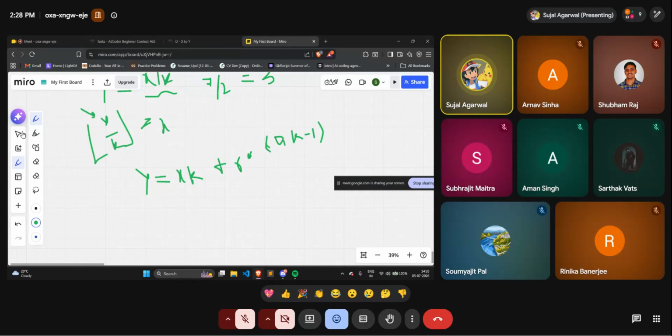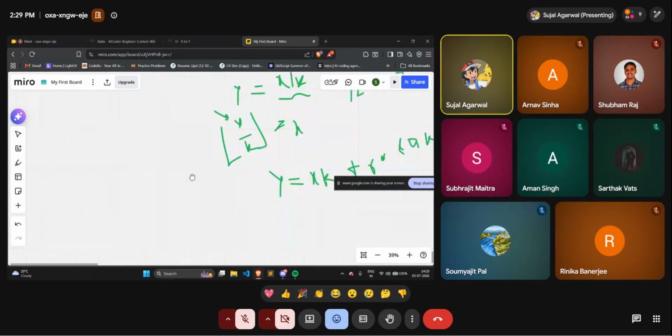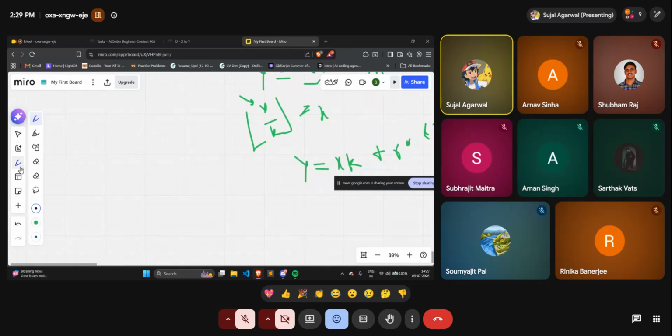Right. Let me take up an example. Say our y is 21 maybe, and our k is 4. Let's say so. 21 by 4 should give me 5, right? The greatest integer part of it should give me 5. So, like you can say 21 is 1 more than 4 into 5, right?